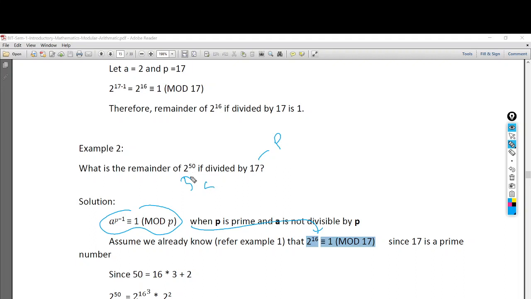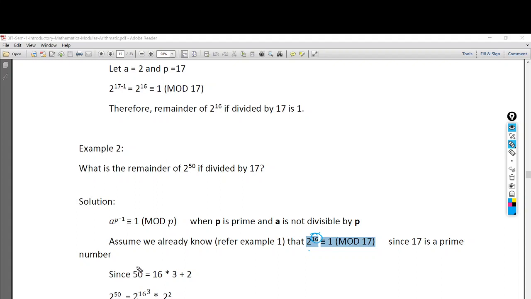Now this is 2 to the power 15, right? So last time it was straightforward. Now it is 2 to the power 15. Then we have to rearrange this number to use with this one. So what we have to do is write 50 as 16 into 3 plus 2, because now we have this 16, and Fermat's little theorem gives the value for the 16.